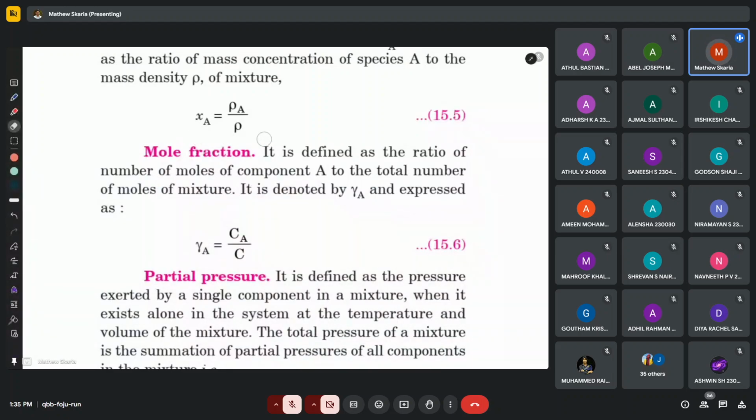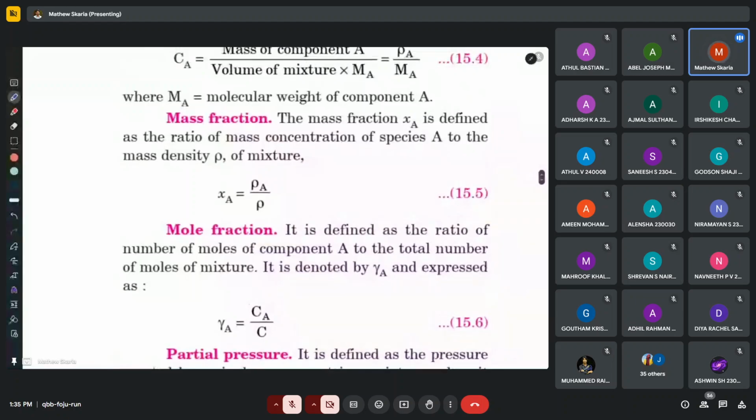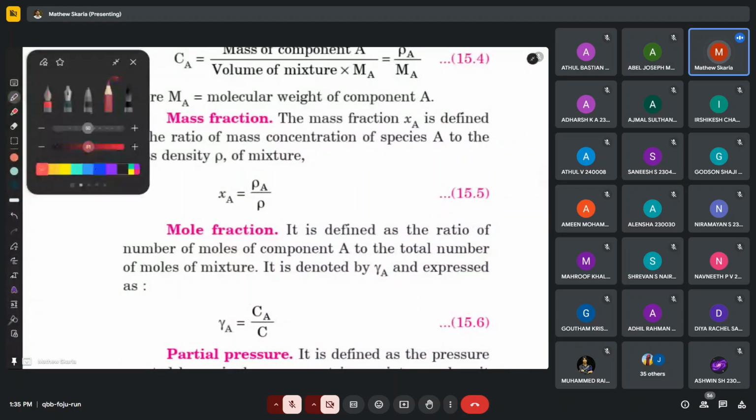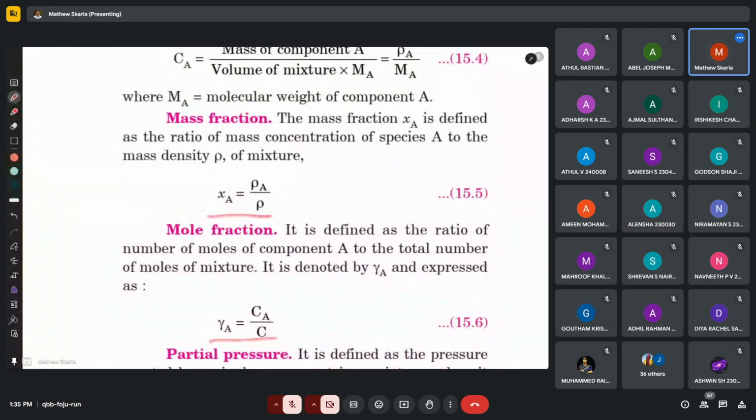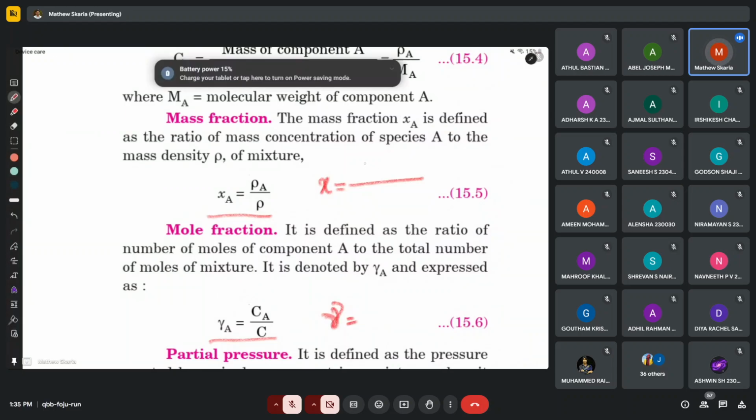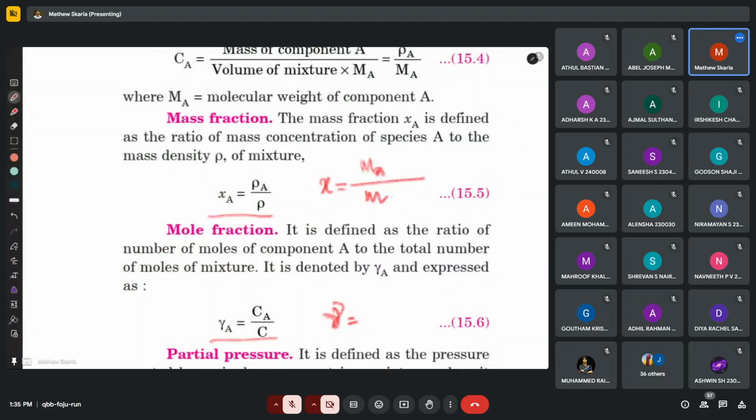So two fractions we have discussed. One is the mass fraction and the second one is the mole fraction. For mass fraction, x is the simple notation used, and gamma is the simple notation used for mole fraction. Mass fraction is nothing but mass of the species A divided by the total mass. Here it is the number of moles of the species A divided by the total number of moles. Then we can write it in density form or concentration form.